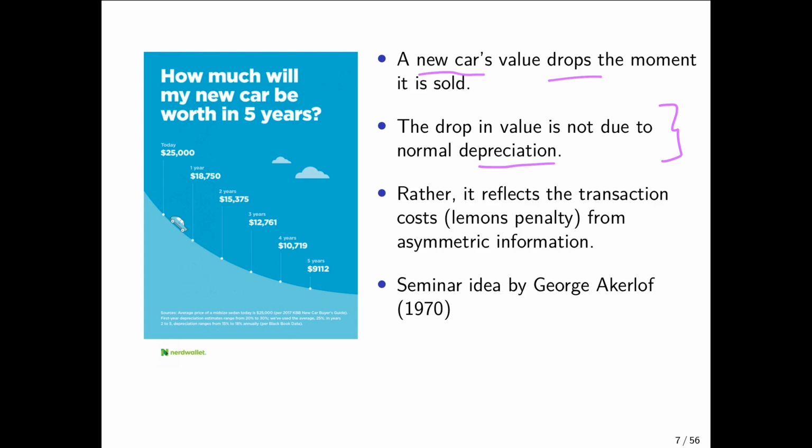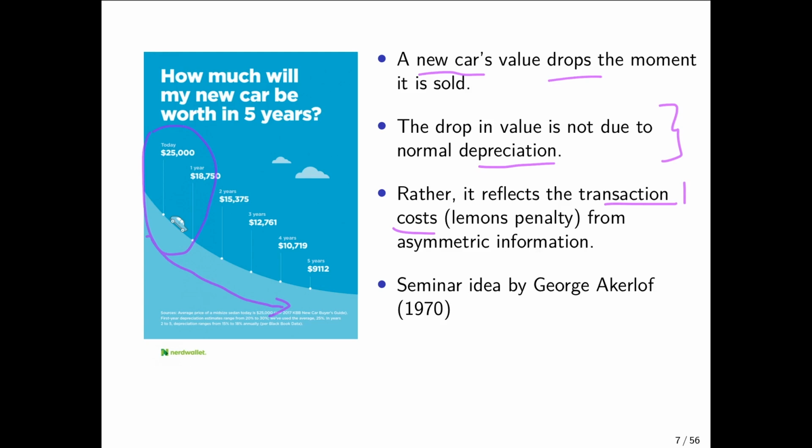From the data, this is a picture from a consumer website. Over time, the resale value of a car drops, and that reflects in part depreciation, but it dropped much quicker at the beginning, and so part of it reflects this kind of transaction cost from the asymmetric information, from the adverse selection we just talked about. Some people call this the lemon penalty.